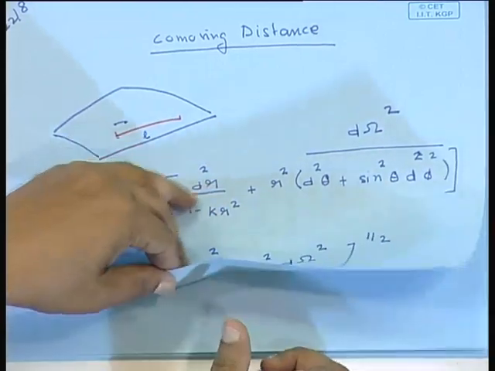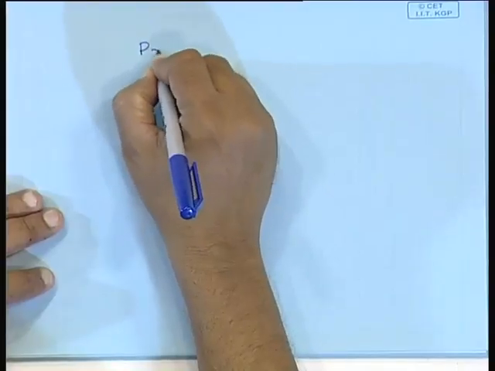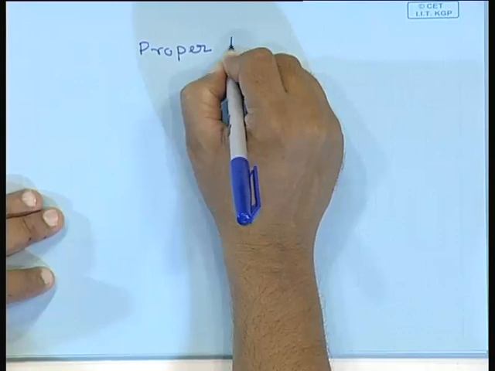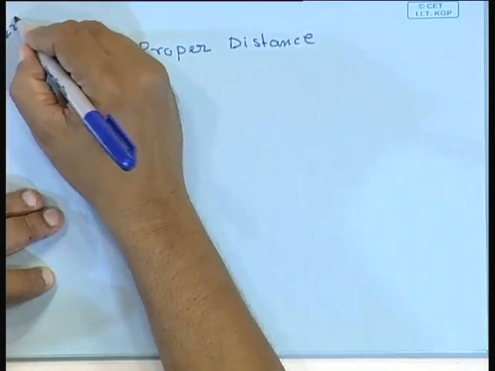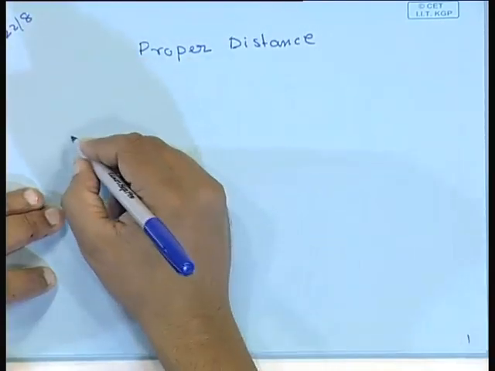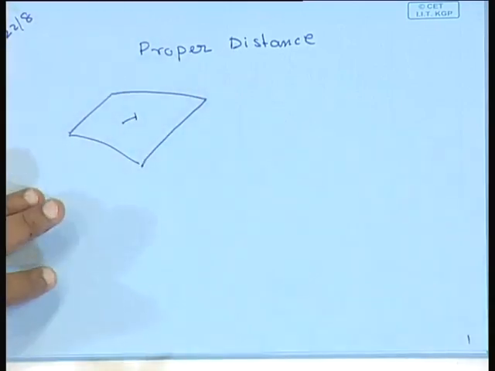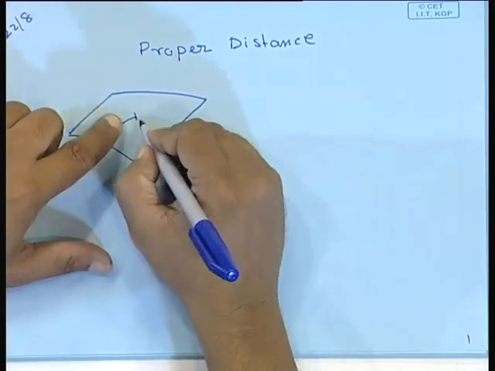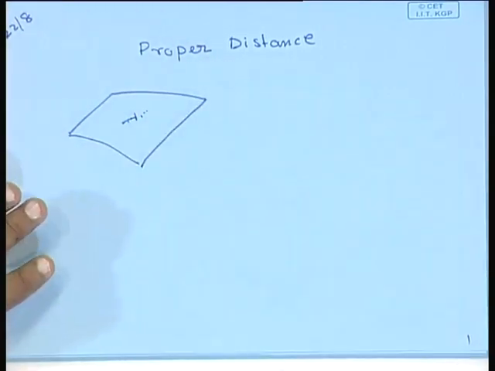Now, the next question is, what is the proper distance? I have told you already that you could send a light pulse. So, again let us consider two infinitesimally close by points. I could send a light pulse from here to here and bounce it back from here.